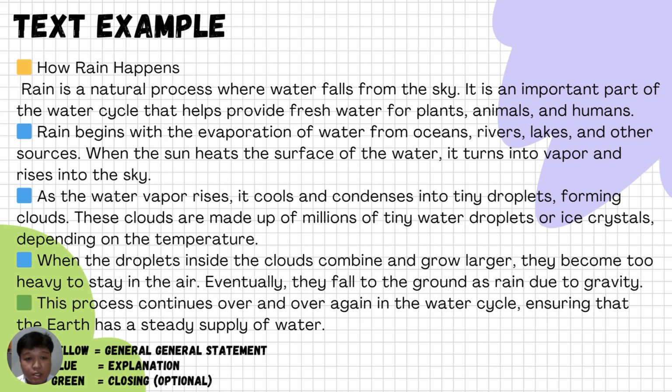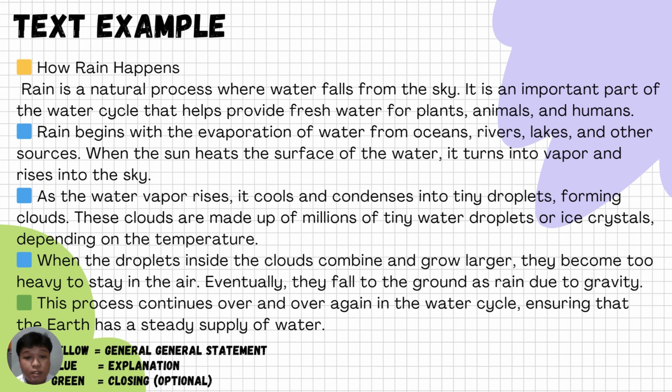Rain begins with the evaporation of water from oceans, rivers, lakes, and other sources. When the sun hits the surface of water, it turns into vapor and rises into the sky. As the water vapor rises, it cools and condenses into tiny droplets, forming clouds. These clouds are made up of millions of tiny water droplets or ice crystals, depending on the temperature.